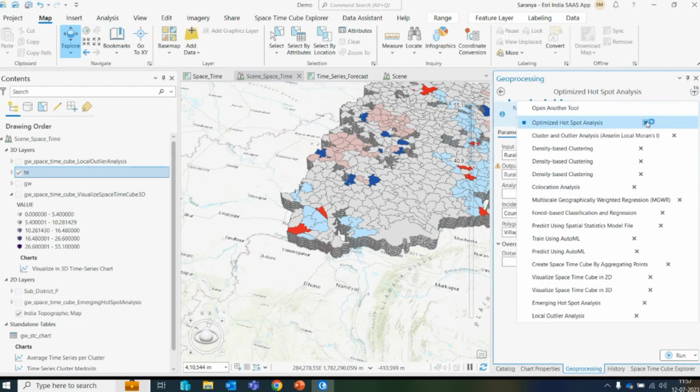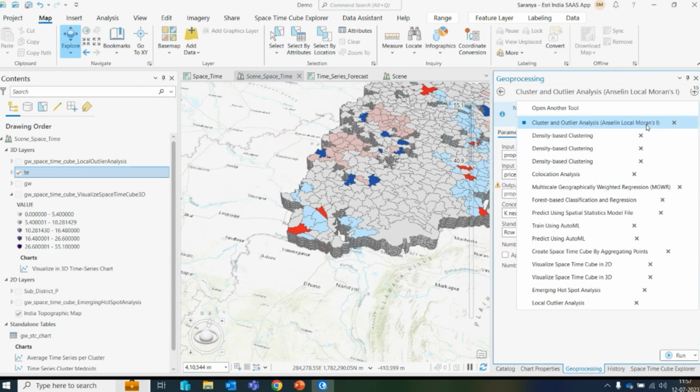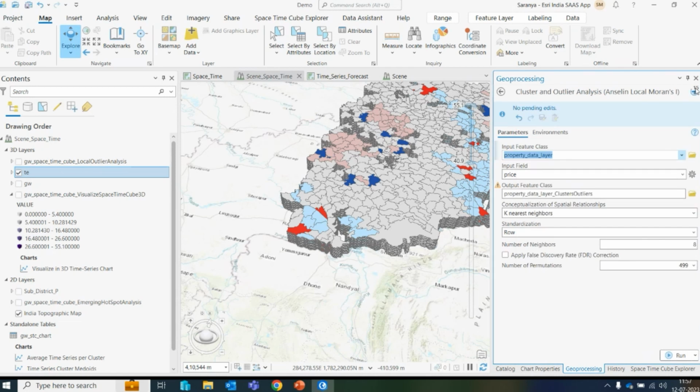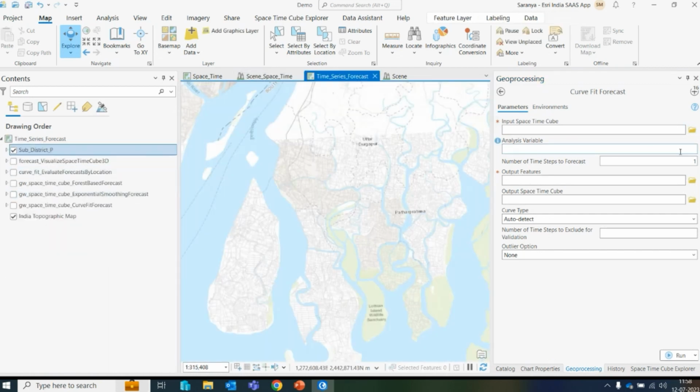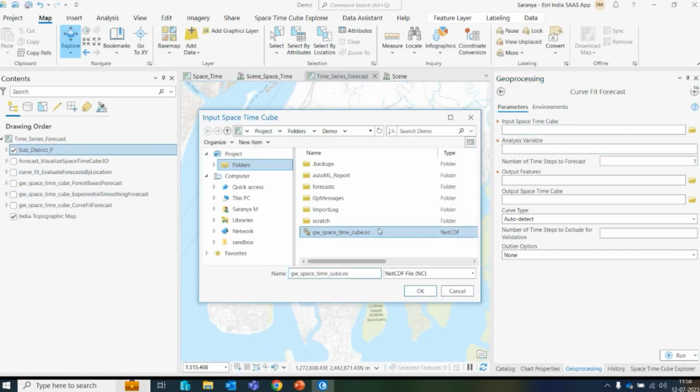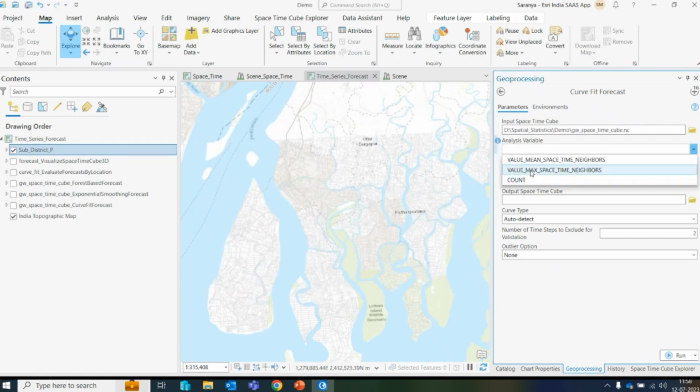So you can go for curve fit forecast. In this time series forecast, the input will be the space-time cube, which we created using the create space-time cube tool. Analysis variable will be mean or maximum. You can choose any of these. You can define the number of time steps you would like to forecast. Here I would like to forecast it for 6 months. You can give a name for your output also and just run the tool.